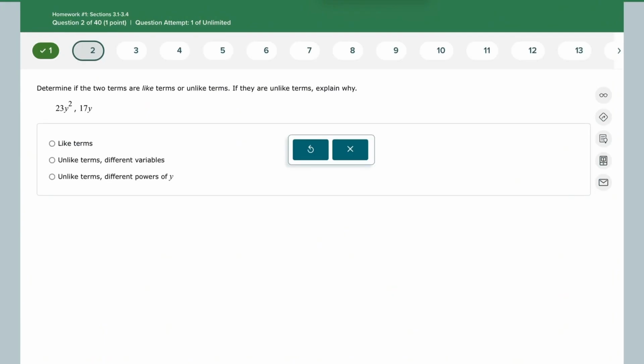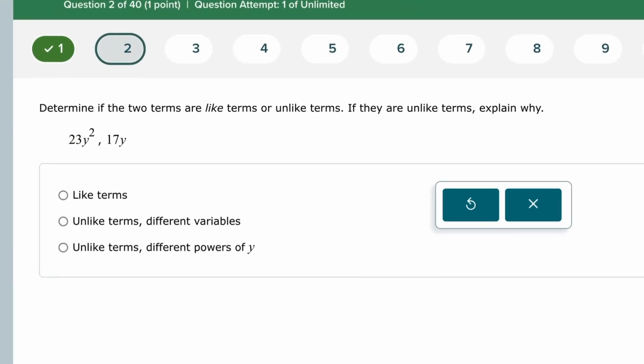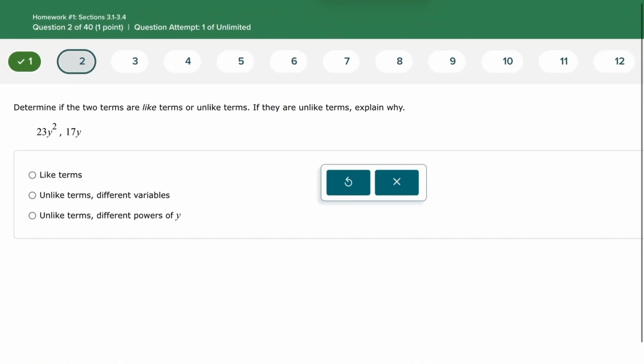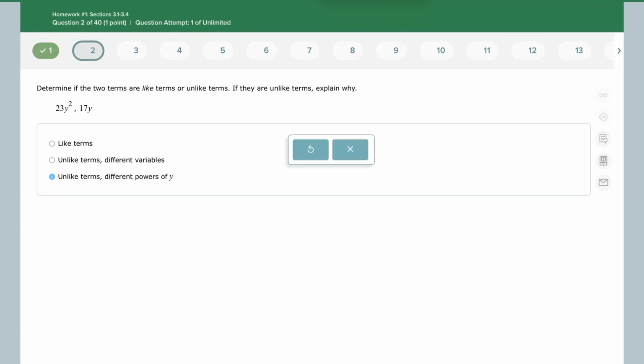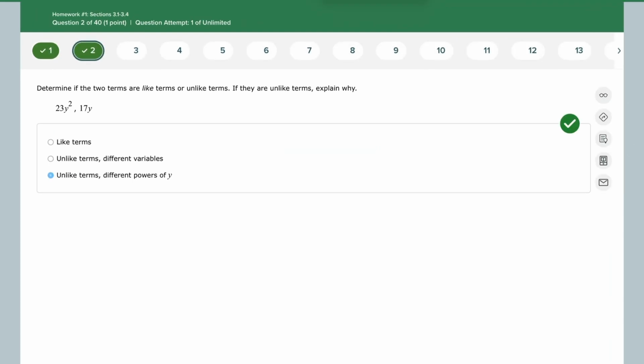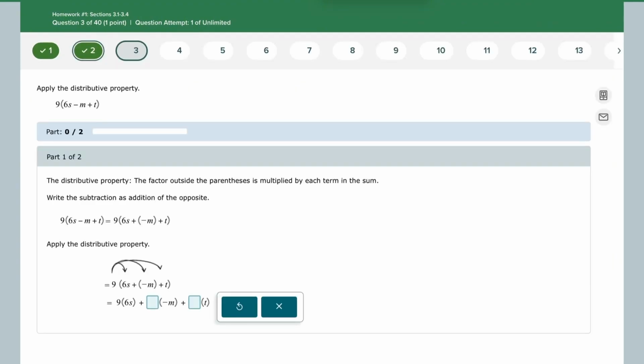In this one, determine if the two terms are like terms or unlike terms. These are unlike terms because the Y has a square here and the other Y does not. So they have different powers. Okay. Let's see what the next one brings.